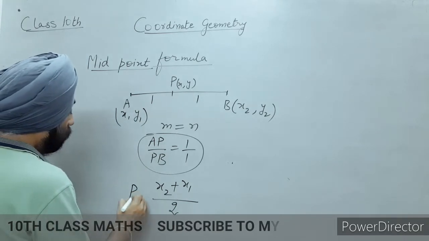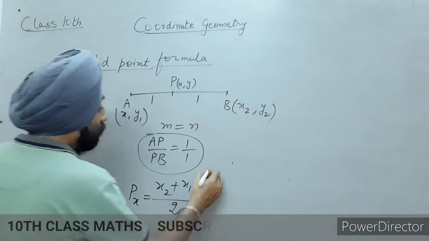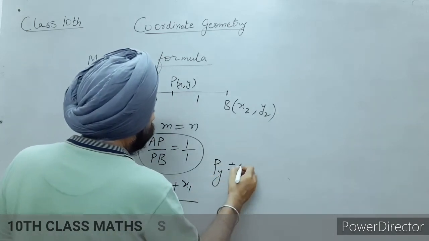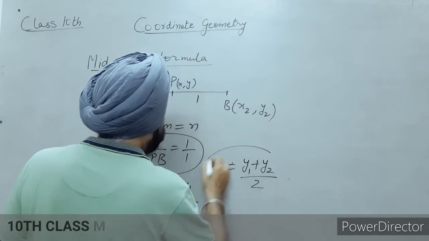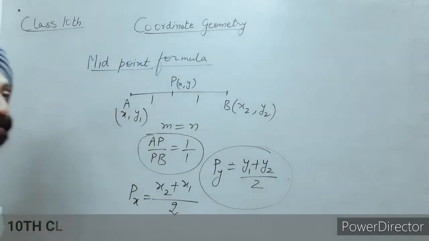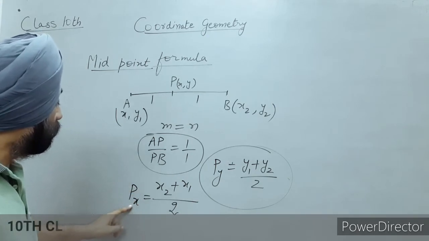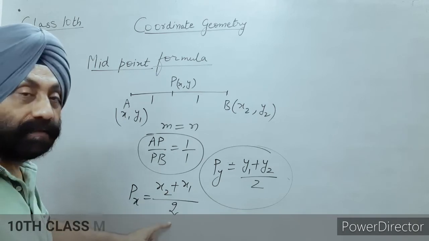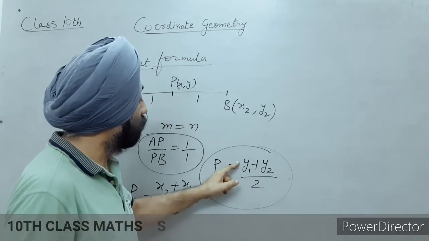The abscissa of my point P is this. Similarly, the ordinate of my point P will be y1 plus y2 divided by 2. This is called the midpoint formula, and these are the coordinates of point P. The abscissa is x1 plus x2 divided by 2, and the ordinate is y1 plus y2 divided by 2.